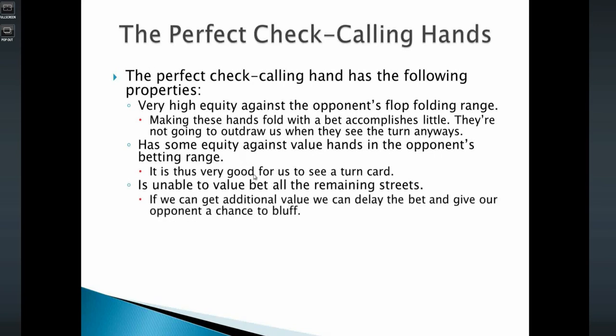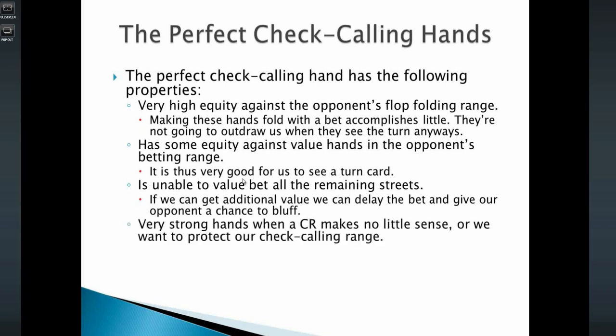If we can get additional value, we can delay the bet and give our opponent a chance to bluff. So if we only can get 2 streets of value with our hand, and our hand doesn't need to make our opponent's hands fold, because those hands don't have a lot of equity against our hand, we just check the flop and plan on betting the turn and the river, because that way we give our opponent a chance to bluff, and we protect some checks.